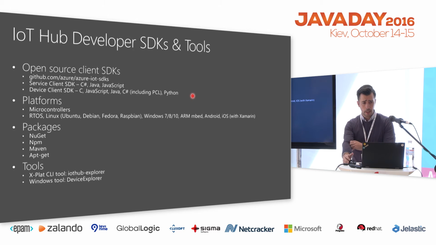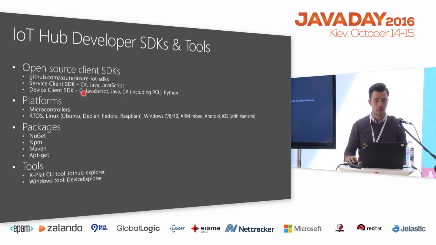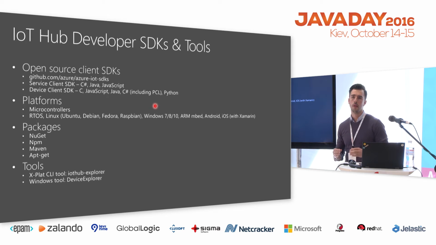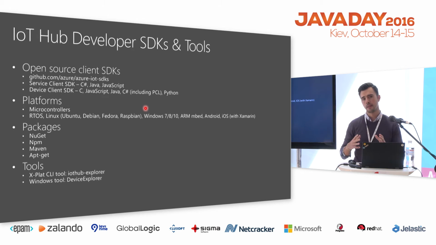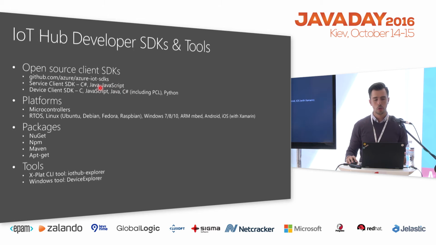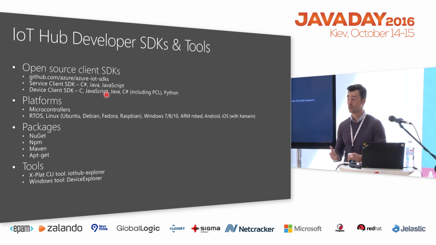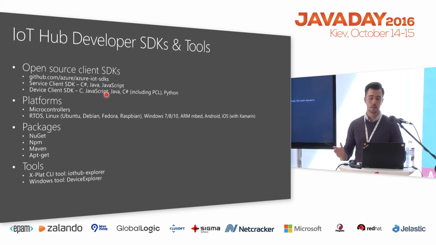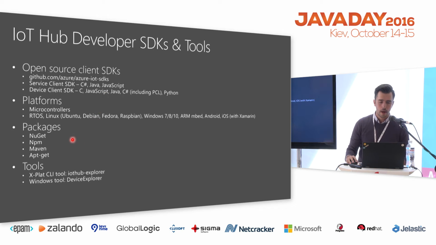Now, IoT Hub comes with a Device Client SDK, which supports C, JavaScript, Java, C#, and Python. So it's a pretty vast portfolio for pretty much any device that you will find out there. And for the service client, that's the one that's laying in the cloud, you have the options to use C#, Java, and JavaScript. And in this specific presentation, of course, I will focus on the Java part, and I will show you how you can use both of those.